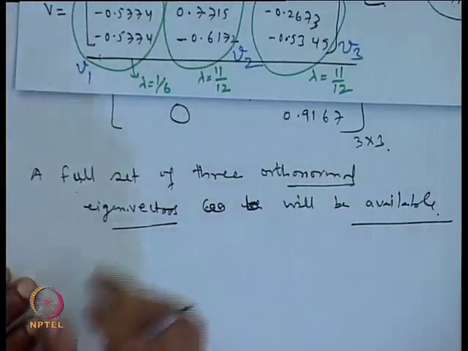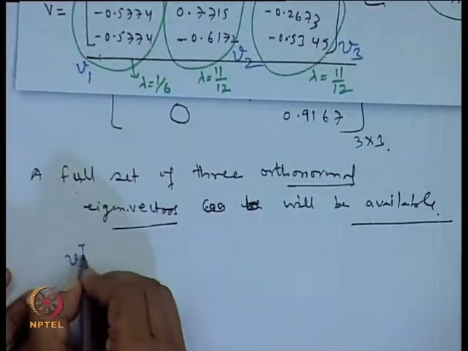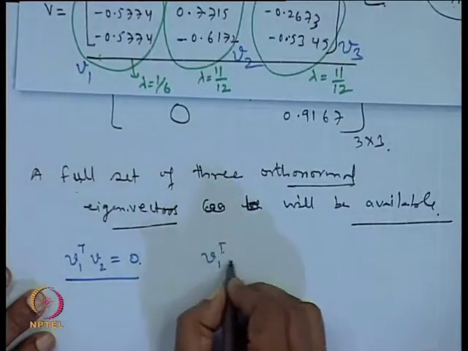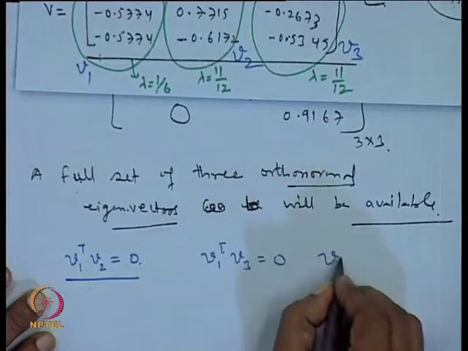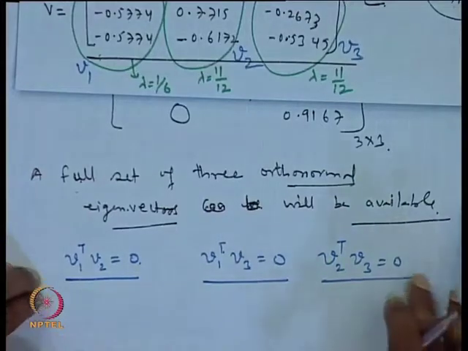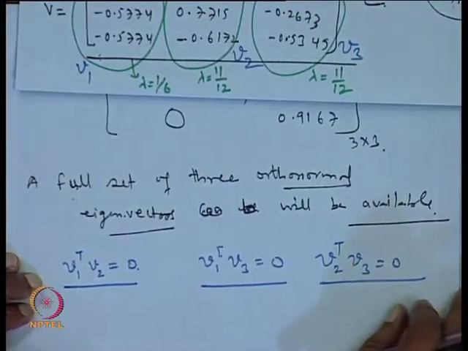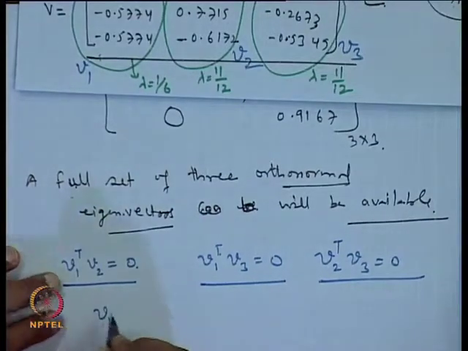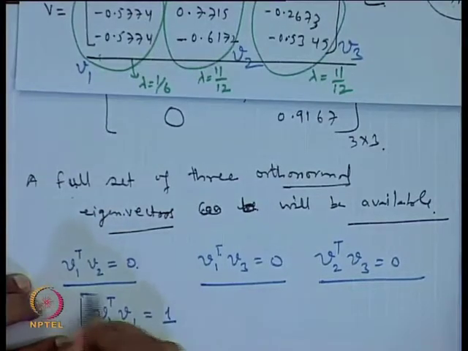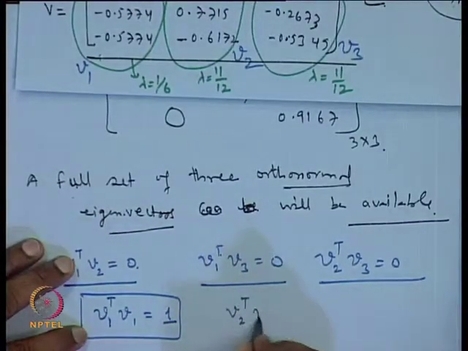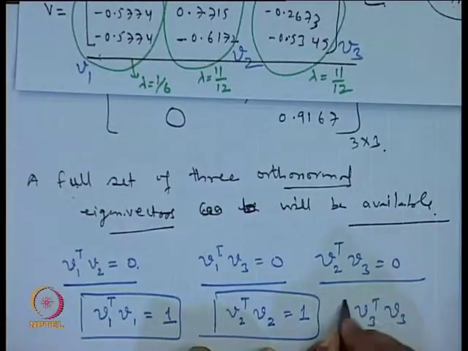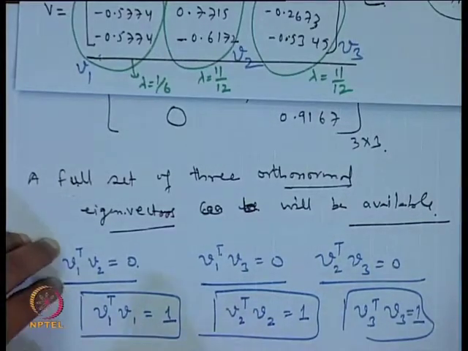Now, full set of orthonormal eigenvectors implies that nu 1 transpose nu 2 will be equal to 0. Similarly, nu 1 transpose nu 3 will be equal to 0 and nu 2 transpose nu 3 will also be equal to 0. So, this is the orthonormality, and why is it orthonormal? Because you can check that V 1 transpose V 1 you will find equal to 1. Similarly, you will find V 2 transpose V 2 is equal to 1, okay, and V 3 transpose V 3 is also equal to 1. So, these are normalized eigenvectors.